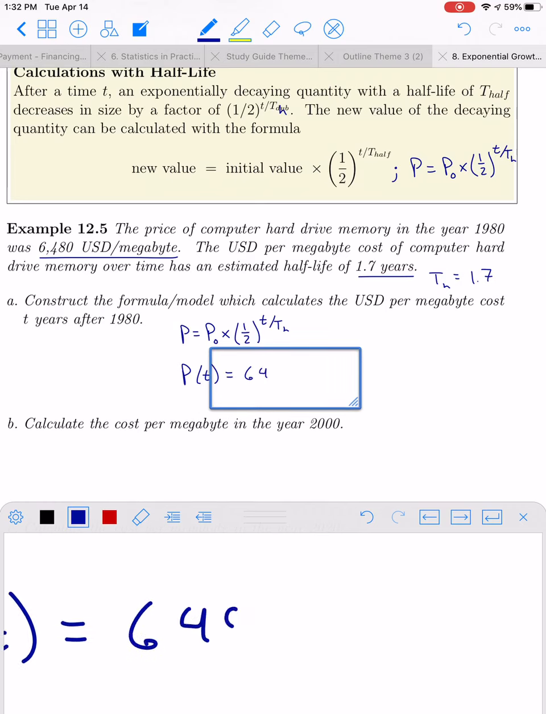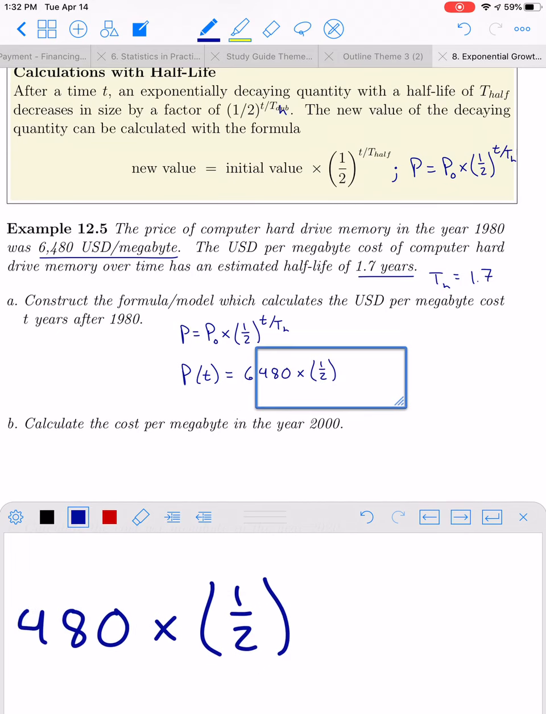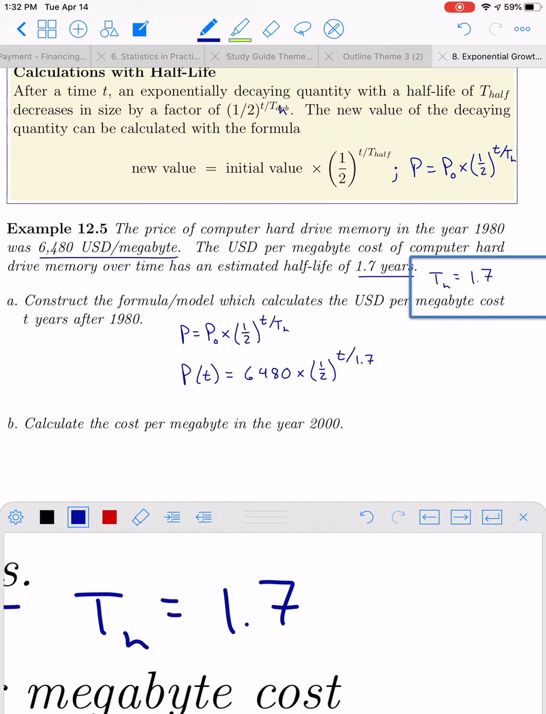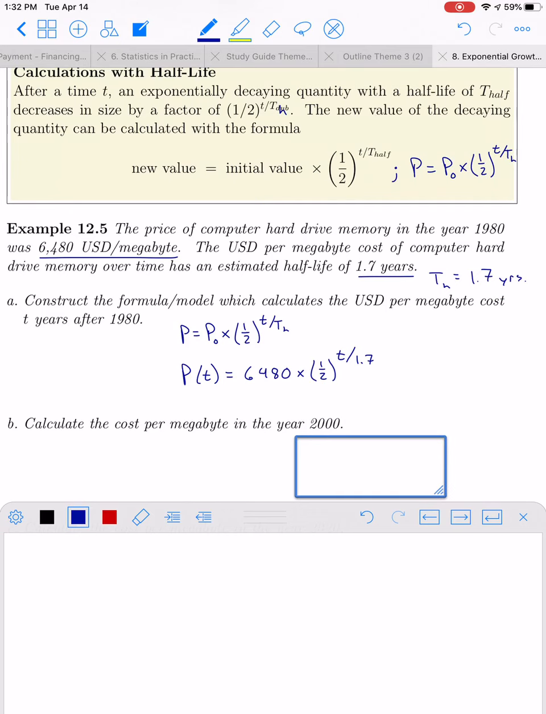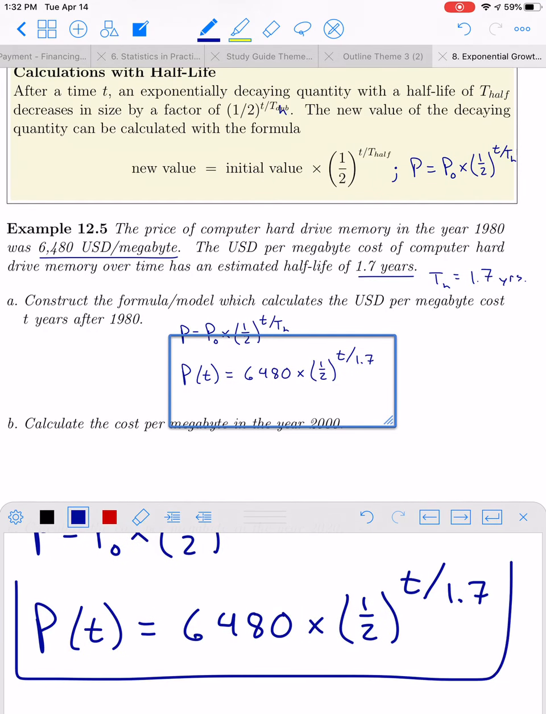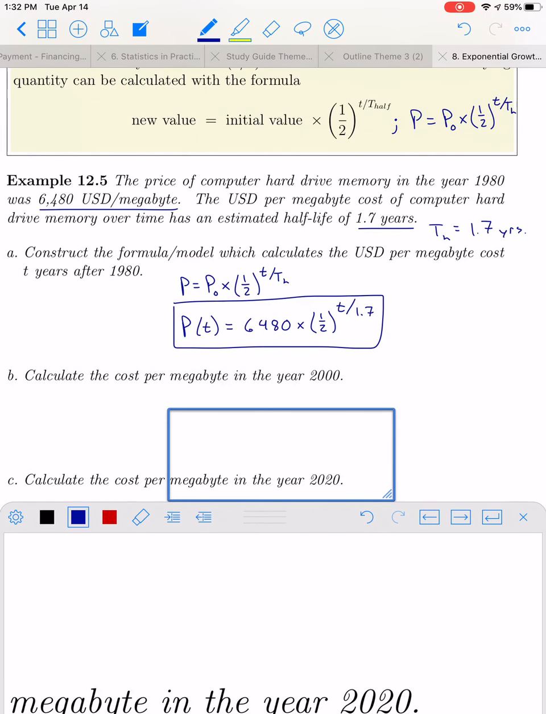So we'll use that. Our future cost per megabyte, P of T, based on time T, is equal to $6,480 per megabyte times 1/2 to the T over T half, which is 1.7. And we'll note that this is in years, not days or months, but that's always going to be specific to whatever problem we're working with. This is exactly what we're being asked to find. We have a completely determined formula for P, and it's only based on T, time. In this case, time is years after 1980.